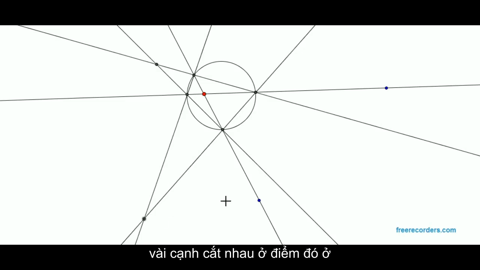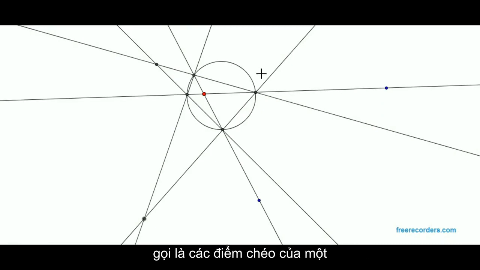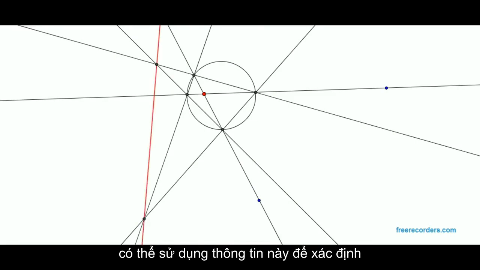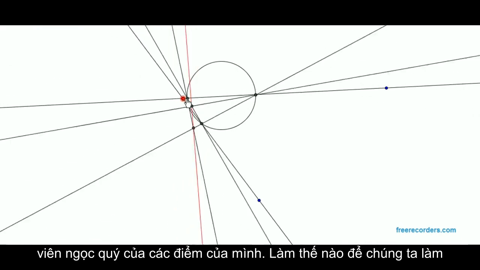So a couple of edges intersect in that point in the middle that we have, but they also intersect at the left, and they also intersect somewhere near the bottom right, bottom left. These are in fact called the diagonal points of a complete quadrangle. Now, the point here is that we can use this information to determine the dual of our point.